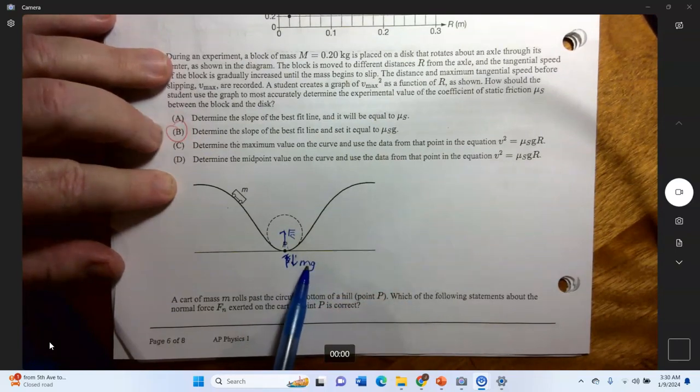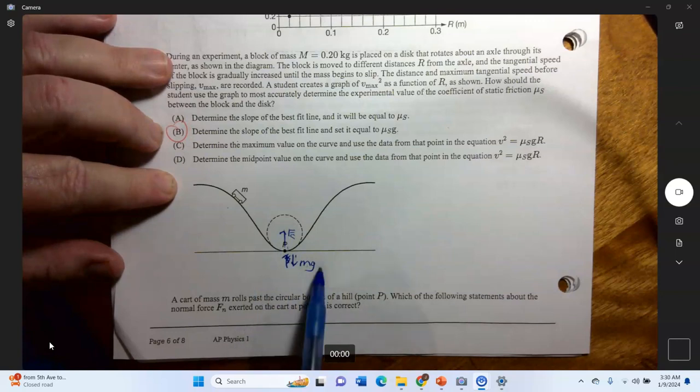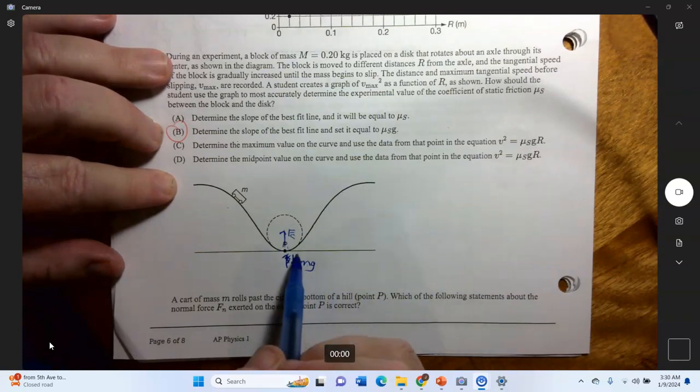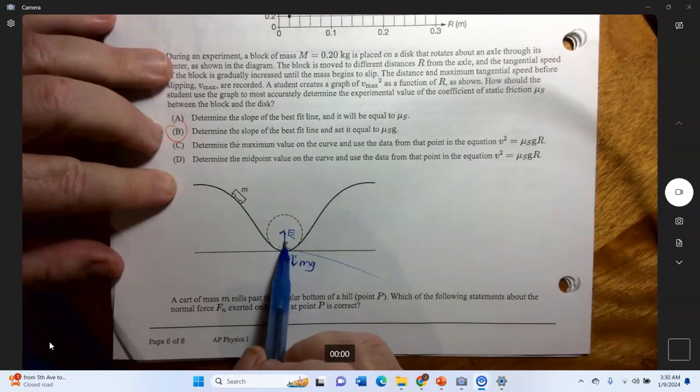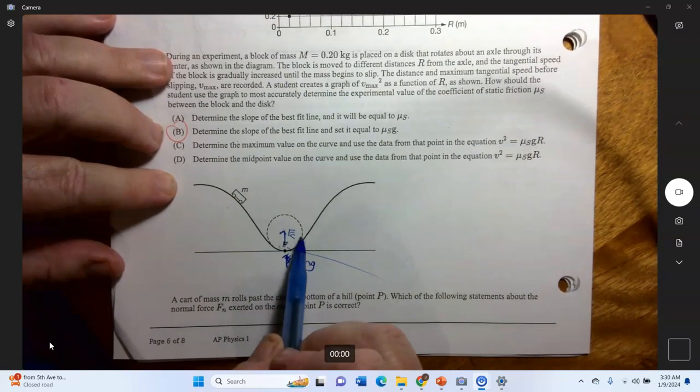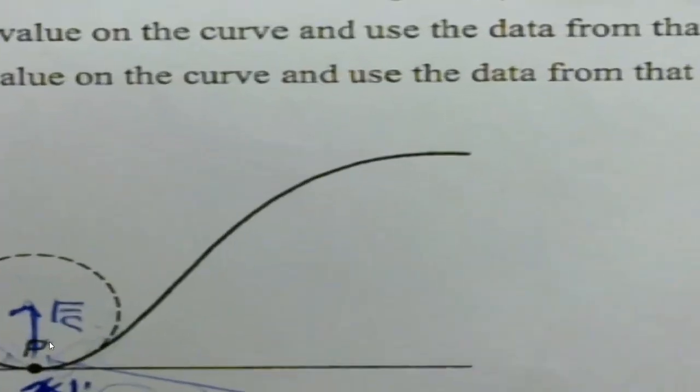So if this force, the weight, were greater than the centripetal force holding it in, it would go flying off into space. It would go out this way. All right, so this has to be a greater force to hold it into the circle than the weight of it. Okay, let's go to the next problem.